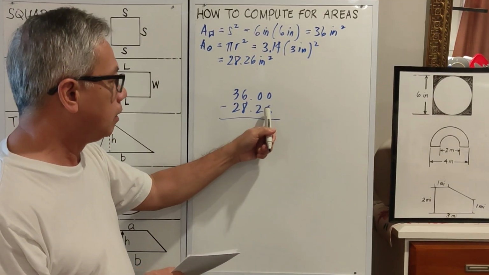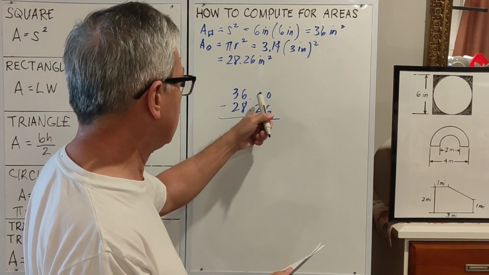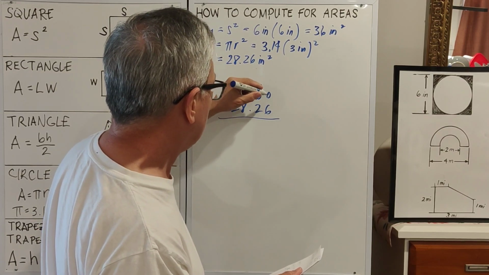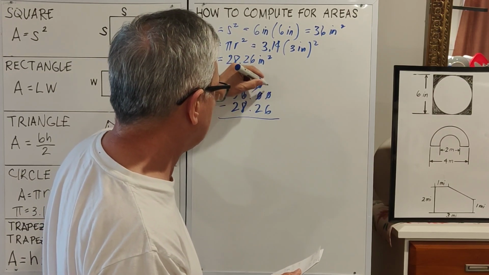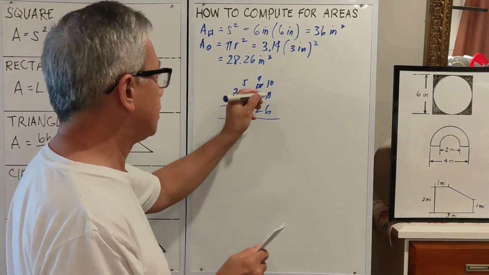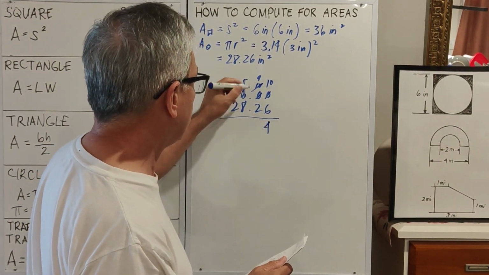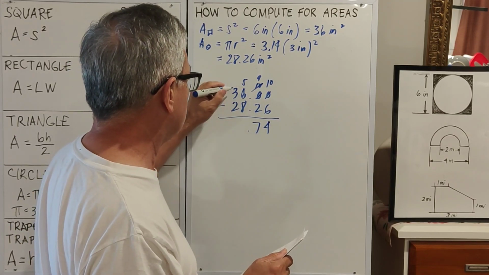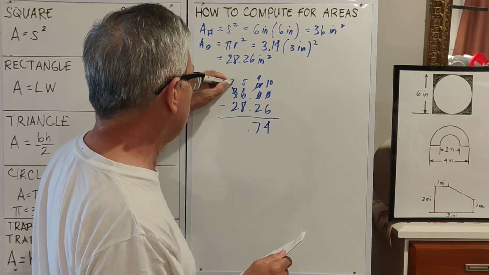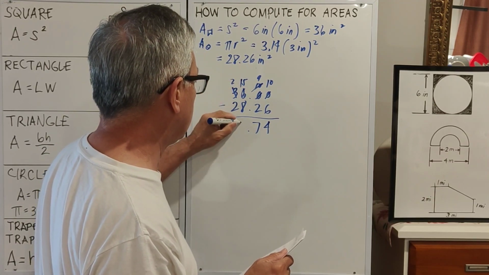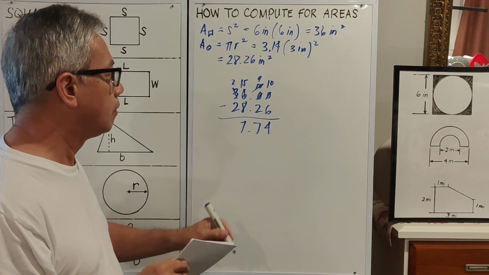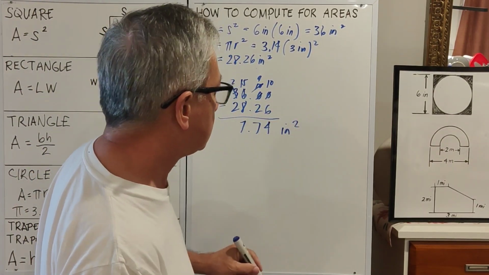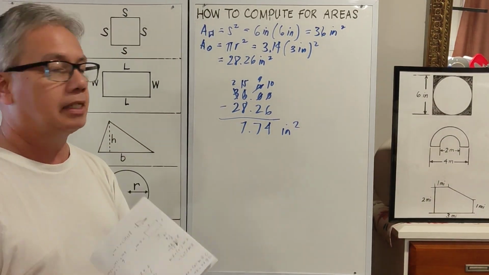So this one cannot subtract, so we borrow from here, this one becomes 5, this one becomes 10. Now this one we borrow, this one becomes 9, and this one becomes 10. So 10 minus 6 is 4, 9 minus 2 is 7, 5 minus 8 you cannot subtract, so borrow from here, this becomes 2, this becomes 15, 15 minus 8 is 7. So the area of the shaded portion is 7.74 inch squared.